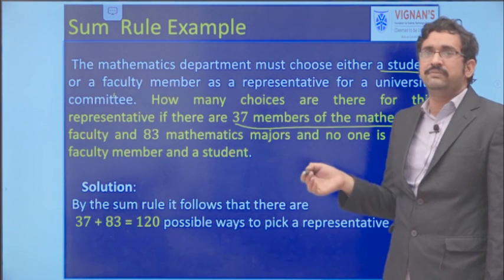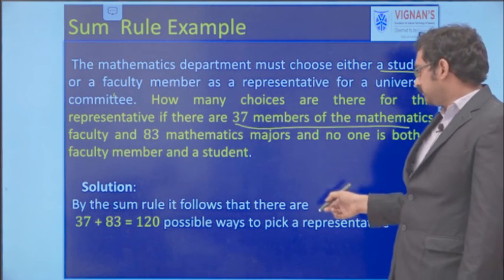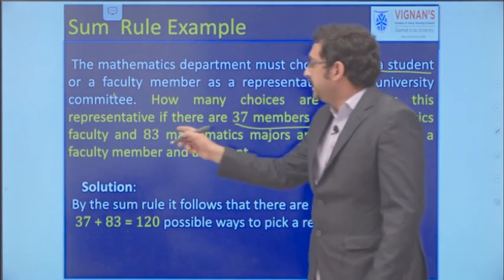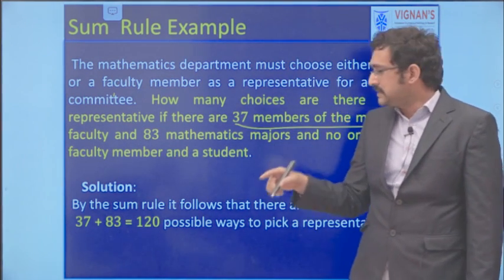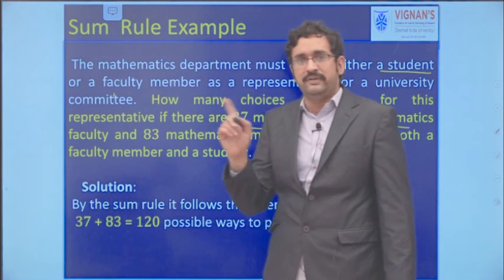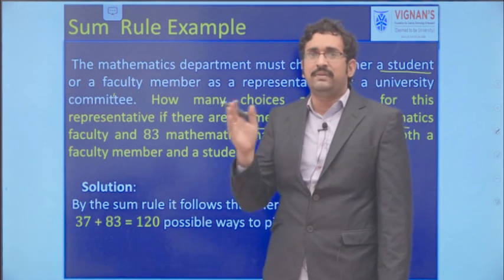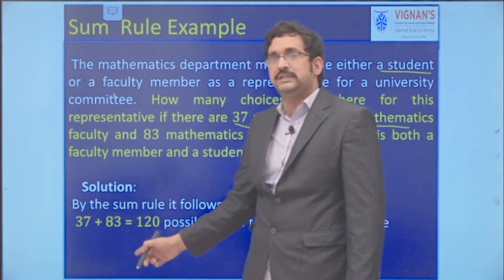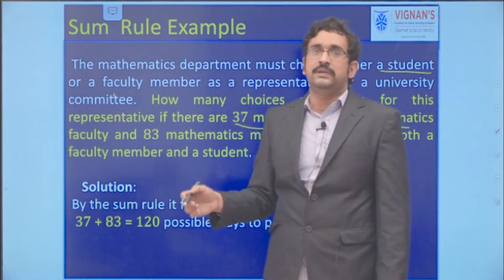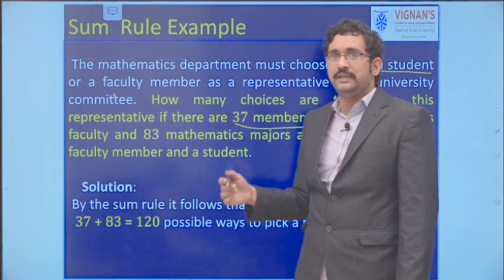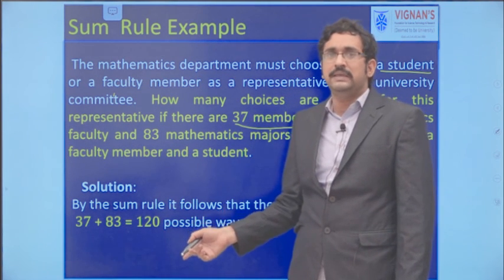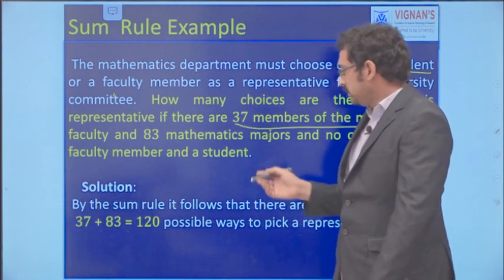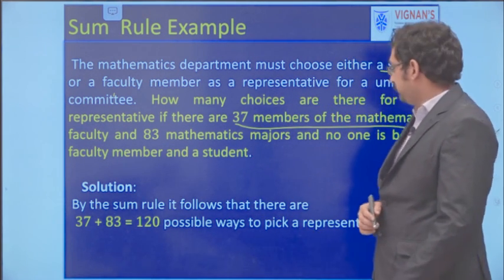So in how many ways can we pick a representative? From students we have 83 options. From faculty, from 37 we can choose one. So the total number of ways to choose a representative is 37 plus 83, that equals 120. So in 120 ways we can choose a representative who can be either a student or a faculty member but not both. So this is one example of the sum rule.